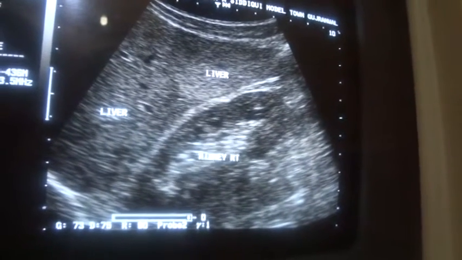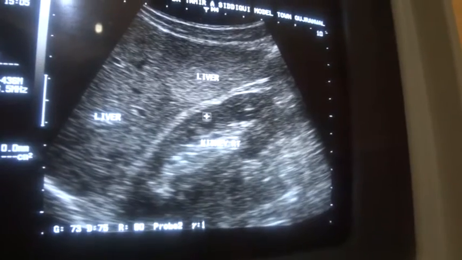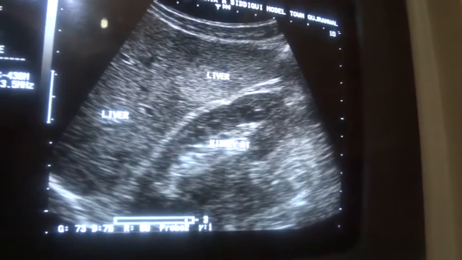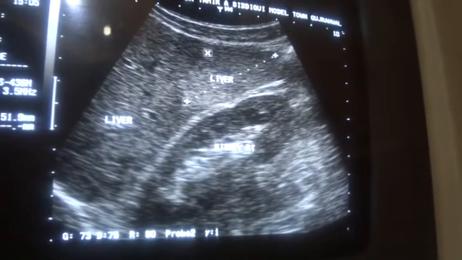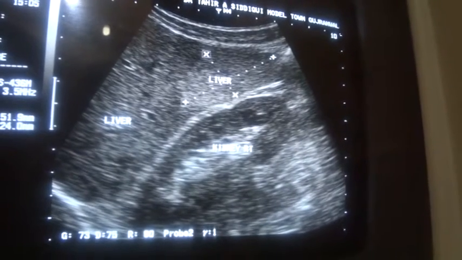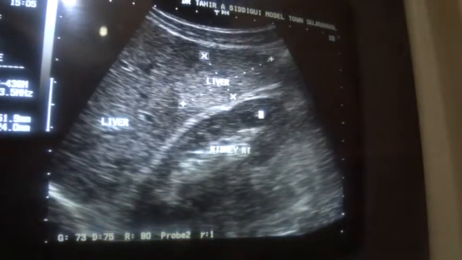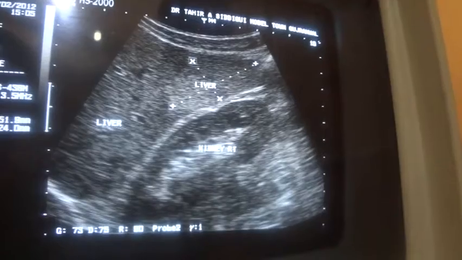This is the left kidney, and this is the area showing fatty parenchymal changes. So this liver is partially fatty and partially normal in echogenicity. This is the lower pole of the right kidney.